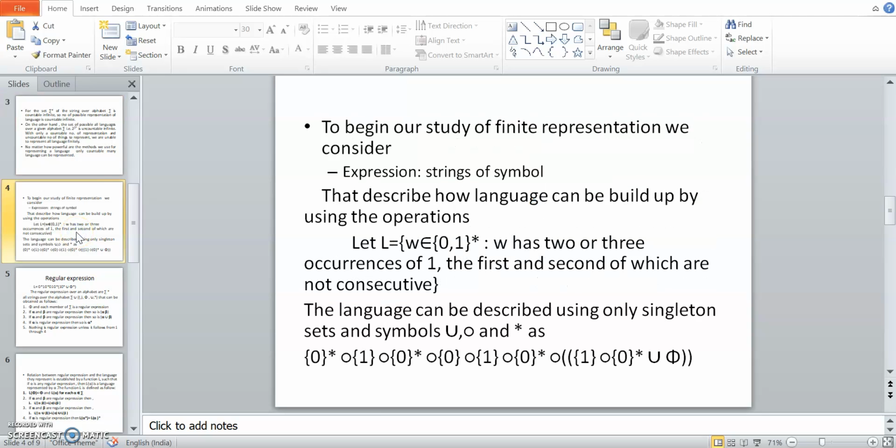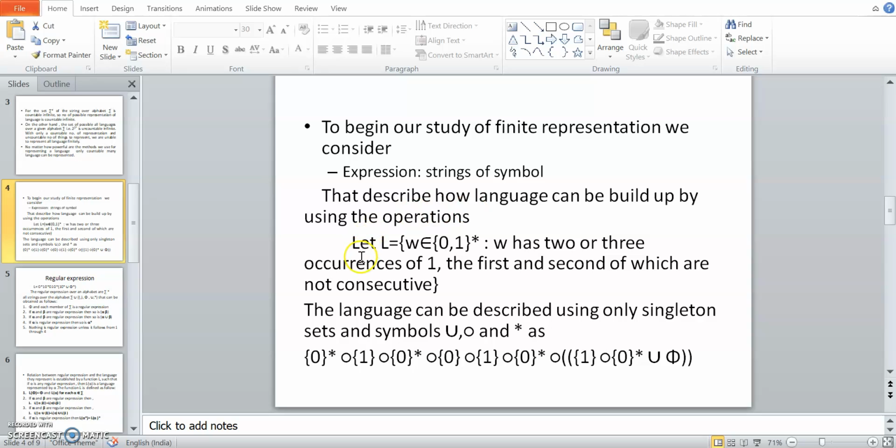To begin our study of finite representation, we consider expressions. It is nothing but a string of symbols over the given alphabet set. It may be binary, it may be alphanumeric, or only alphabets, that describe how a language can be built up by using the operations. As you already studied in discrete mathematics, I hope you are familiar with the set operations and all.